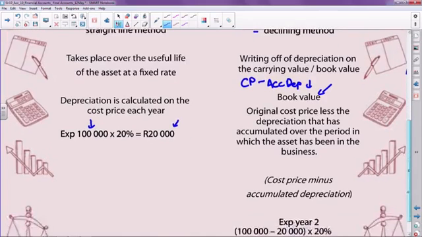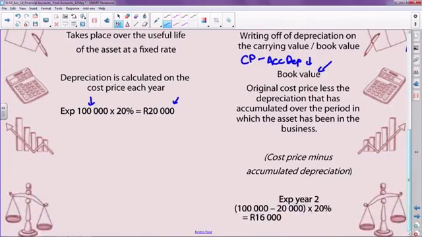Now, just to show you a method, say for example year 2, and we are using the same cost price. If we use, for equipment, a cost price of 100, and in the previous year, so therefore for year 2, we need to now calculate depreciation. The previous year we lost 20. How much is your book value? Your book value will then be 80,000, as you can see.